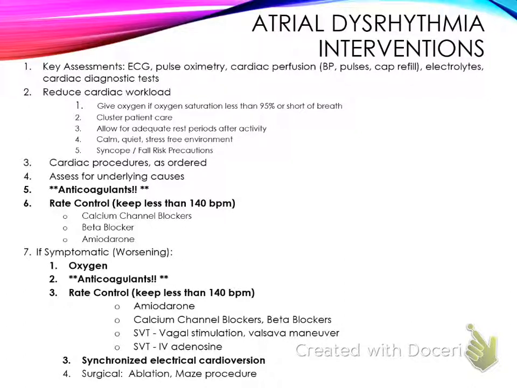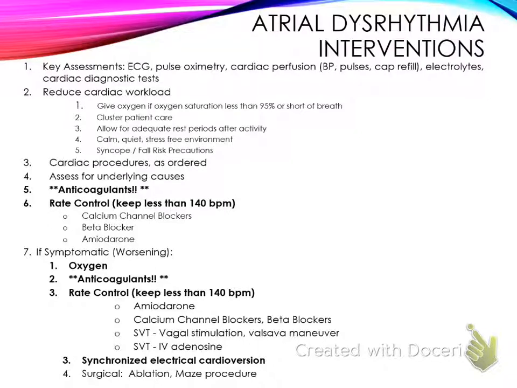Yes, we will hold them, but we want to make sure they get them if it's appropriate. Otherwise, they should be getting these things. That's what they go home on, and that's what they should come in and continue on. Of course, if you have AFib and your heart rate's 60, I'm not going to give you your beta blocker. Don't hurt them. But if you see the heart rate starting to go up, then that would be appropriate to give them because they do live at home on these two things.